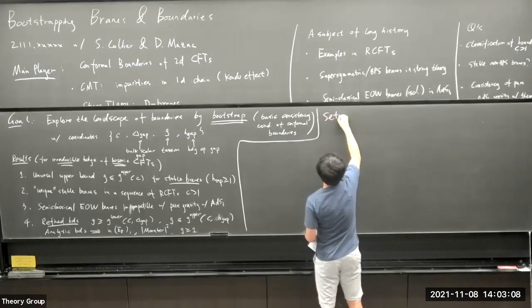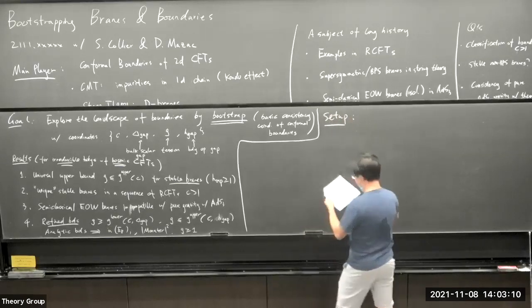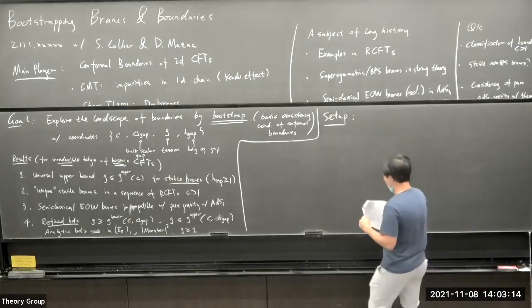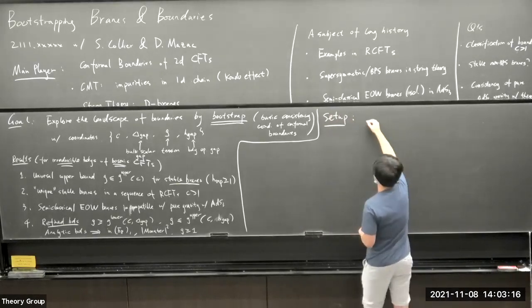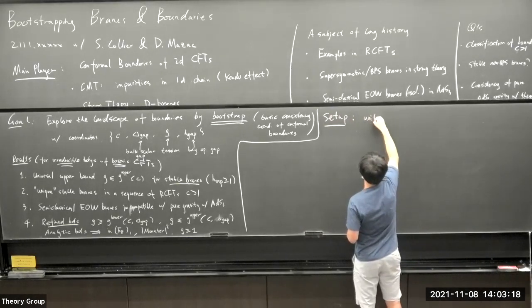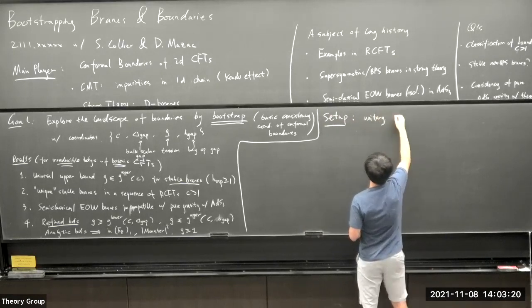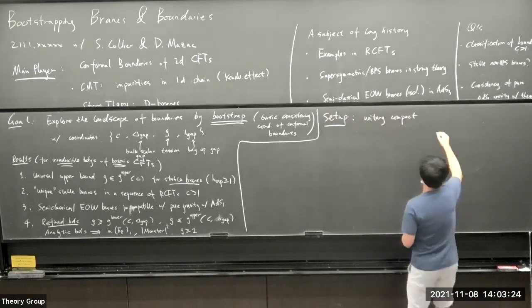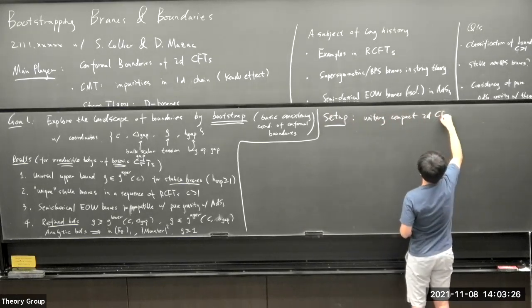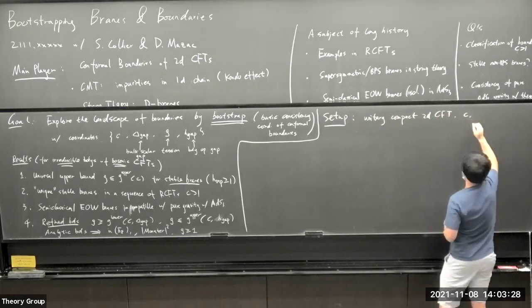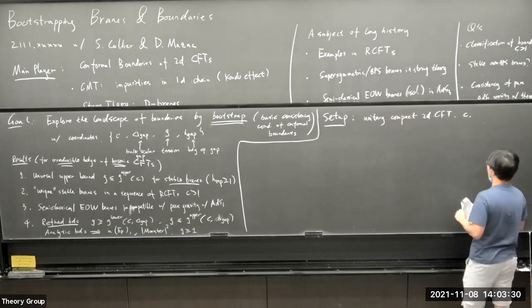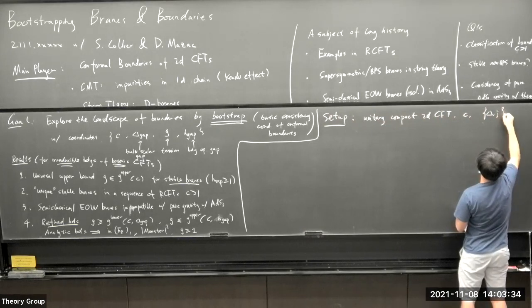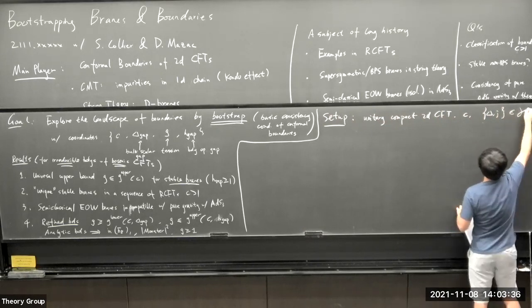Okay, so what is the setup for this analysis? To be specific, the bulk CFT is assumed to be a unitary, compact, 2D CFT. The central charge c and a discrete set of operator spectrum labeled by dimension and spin J. Okay. Parameterize your Hilbert space on S1.